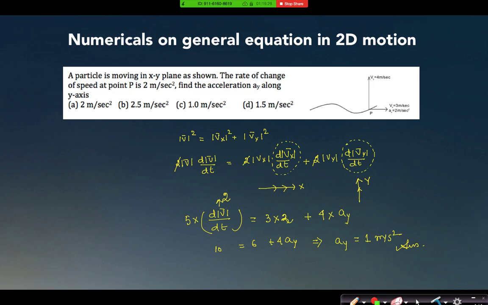Is this clear to everyone? All right. So in today's class, we have discussed two-dimensional motion and its general equations, how to find rate of change of speed, acceleration along different directions. In next class, we will start with circular motion. Again, a very important topic to understand.